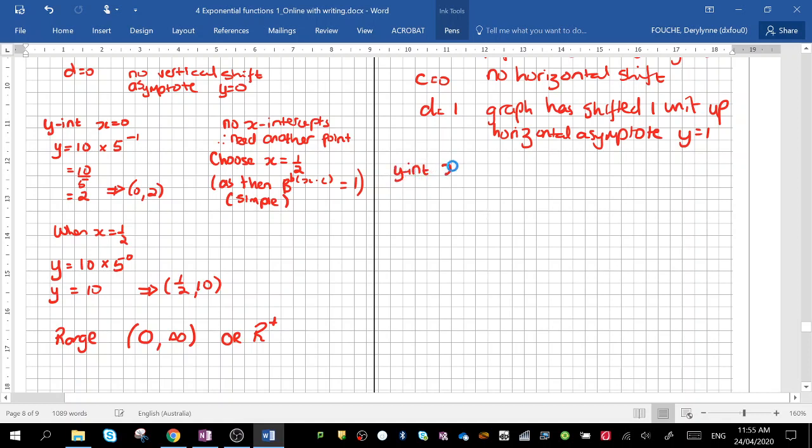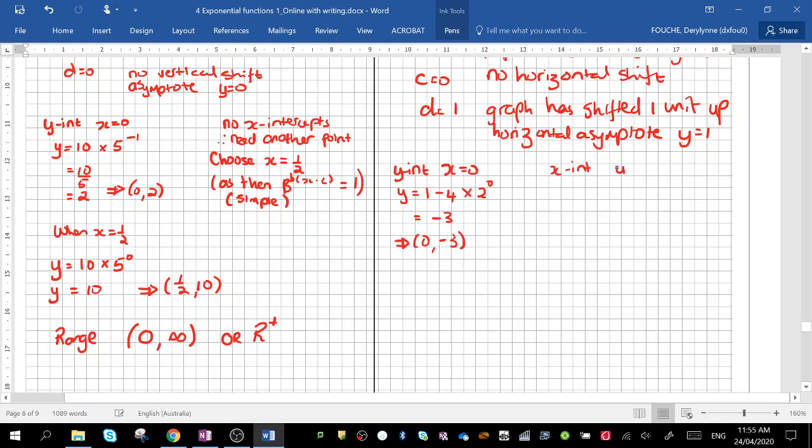Y-intercept happens when x equals 0. So we have y equals 1, take 4 times 2 to the 0. And that 2 to the 0 is going to be 1, so we get that y equals negative 3. So my y-intercept will be at 0, negative 3.